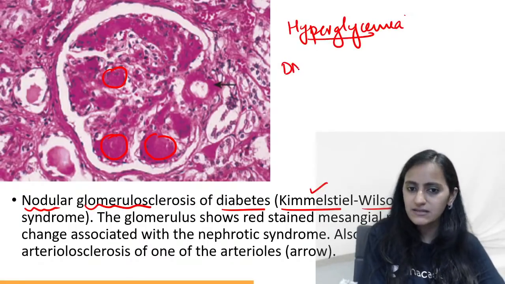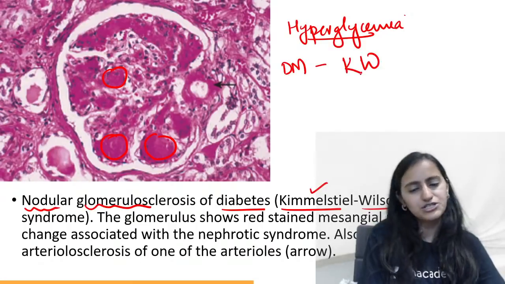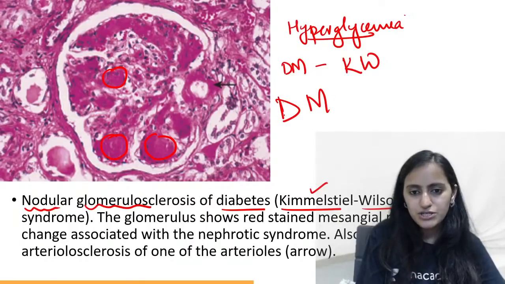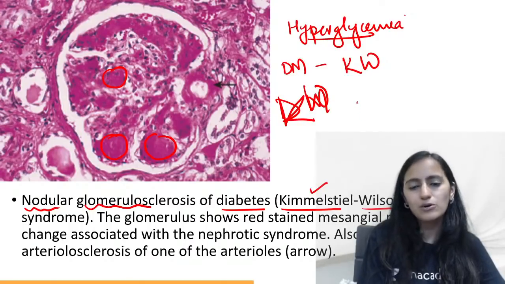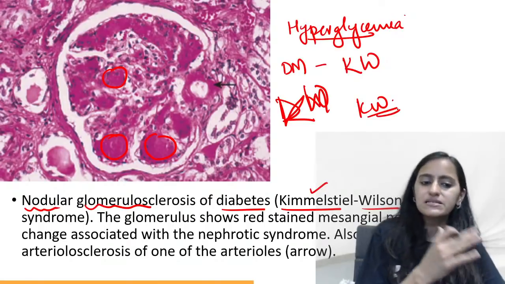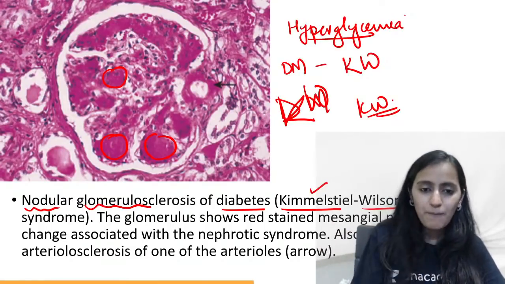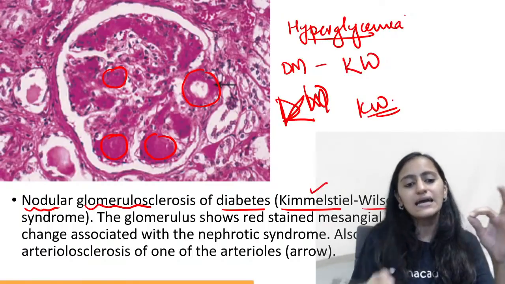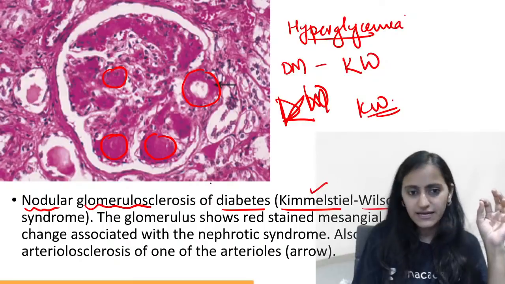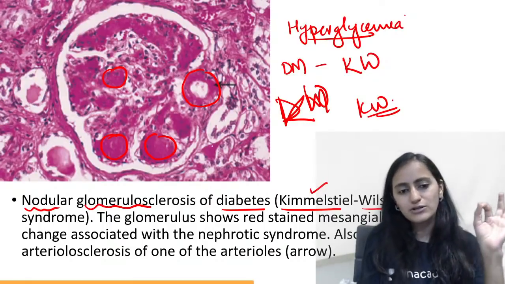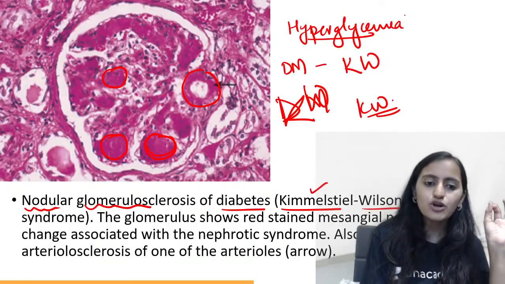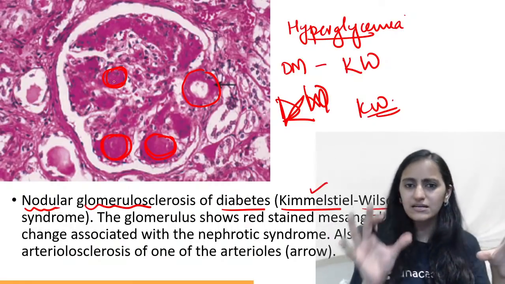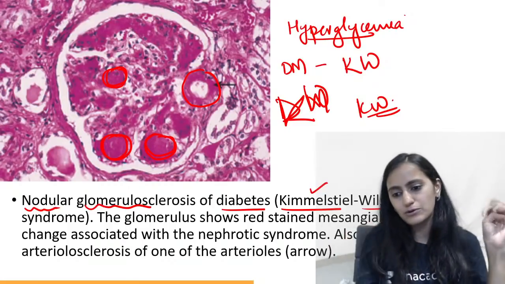Okay, diabetes shows your KW lesion. So remember that diabetes mellitus shows KW lesions, the Kimmelstiel-Wilson lesions. Apart from that, the arrow is showing that the vessel also shows hyaline arteriolosclerosis, right? Hyaline arteriolosclerosis is also seen. This is your nodular glomerulosclerosis. The nodule that looks pink, that is your nodular glomerulosclerosis.